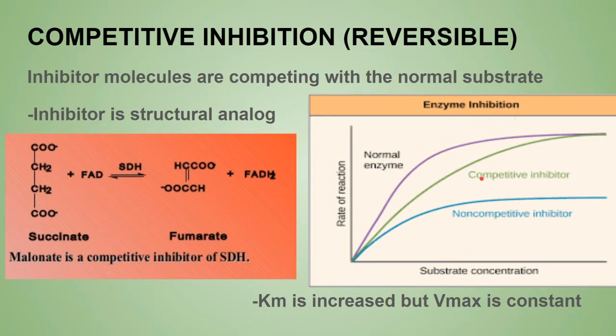And remember, the Km is increased but the Vmax is constant. I told you before that the velocity of the enzymatic activity is reduced, but Vmax, the maximum velocity, remains constant as that of the normal enzymatic activity, but the Km value is increased. Because it is increased, the affinity of the enzyme for the substrate is decreased, because Km is inversely proportional to the affinity.